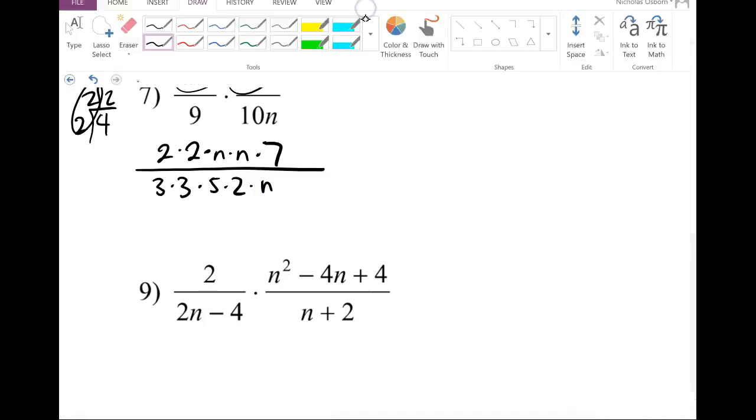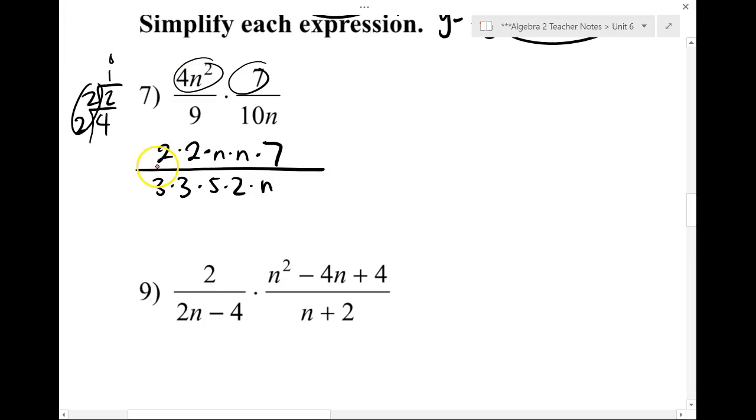So now, I have a 2 up here, which I can cancel down here. I have no more 2's to cancel out, but I can cancel out an n here and here. But then there's no more n, so I can't cancel this one, and there's no 7. And these 3's and 5's don't have anything else to cancel each other out either. So now what I'm left with is a 2, an n, and a 7 on the top, a 3, a 3, and a 5.